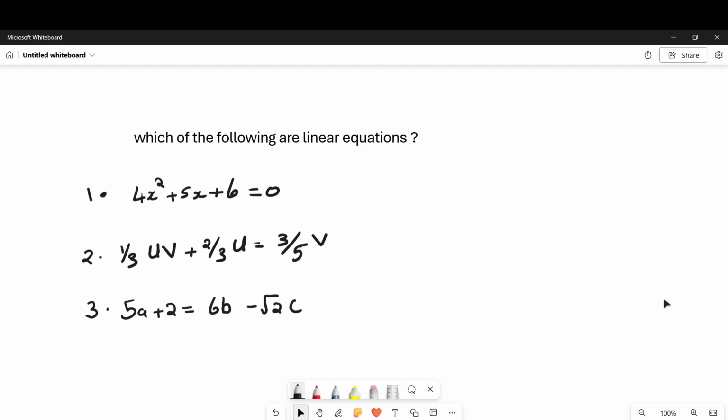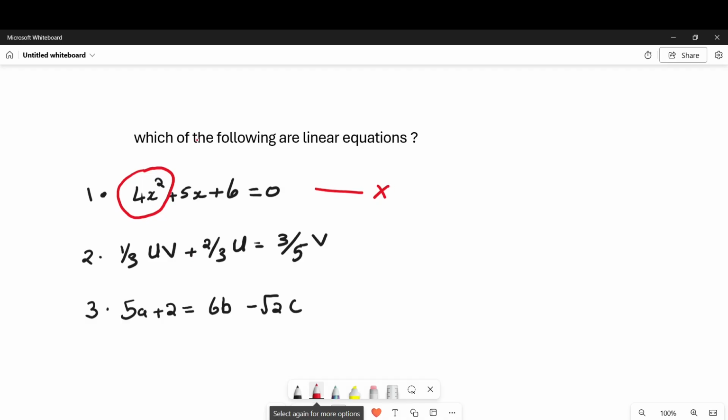Which of the following are linear equations? We need to find out which are the linear equations. Just say yes or no, that's it. Just pause the video and try to guess it. Check the first equation: 4x square plus 5x plus 6 is equal to 0. At first look itself, we will know that it is not a linear equation. Why? Because in this term the variable power is 2. So x square comes; the highest power should be 1, but here it is 2. So we call this not a linear equation.